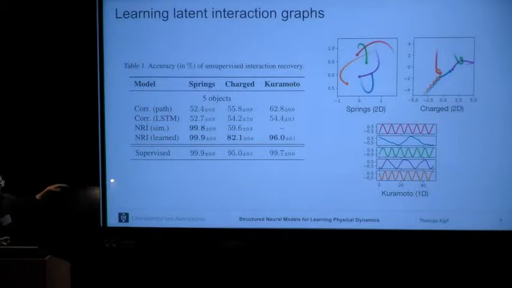It gets very close to the supervised baseline where we would actually run the encoder and you provide labels on what kind of interaction structure is given in the model.